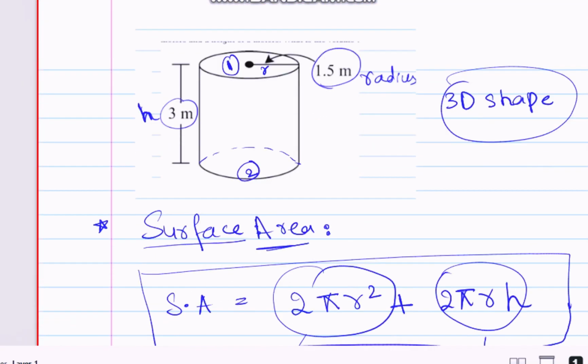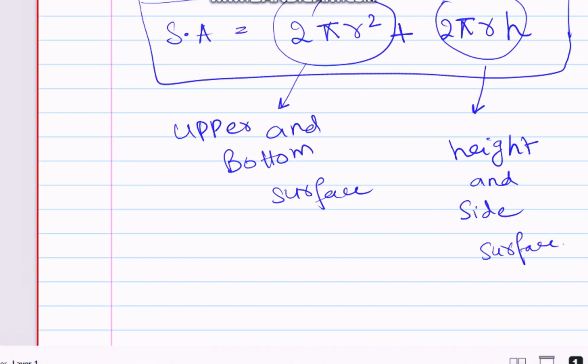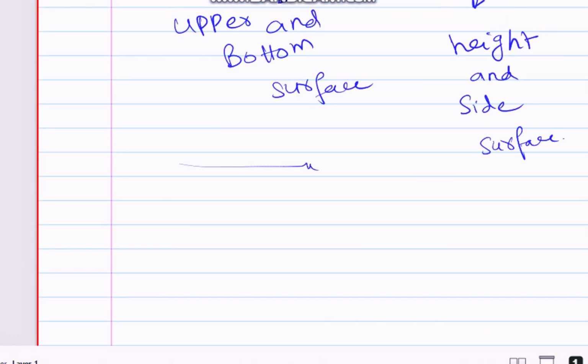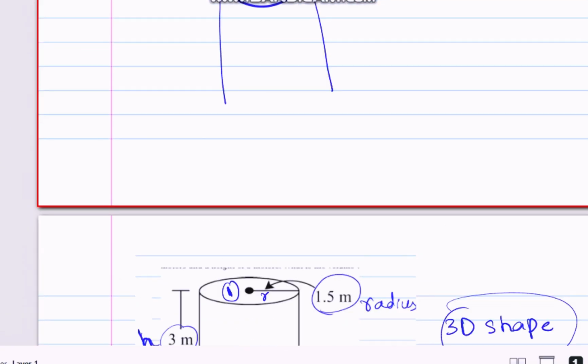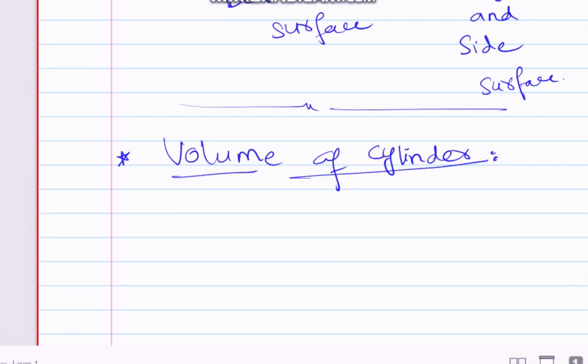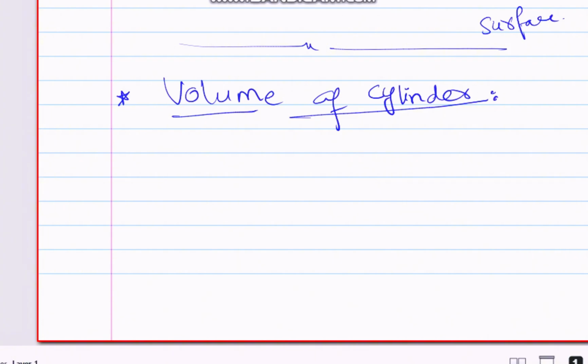Now, dear students, let me talk about the volume. Volume is another very important thing. If someone asks you what is the volume of a cylinder, let me tell you the formula. The formula for the volume of a cylinder is very easy: pi r squared into h.